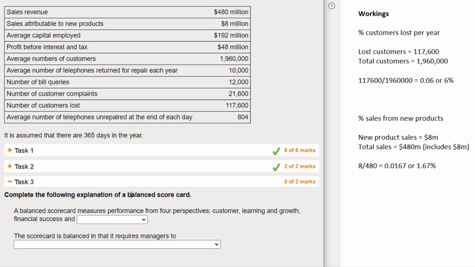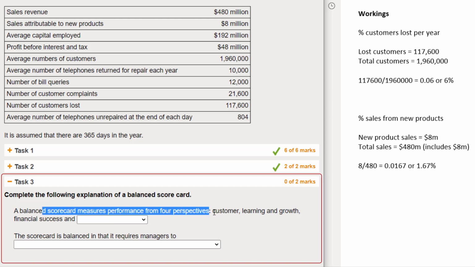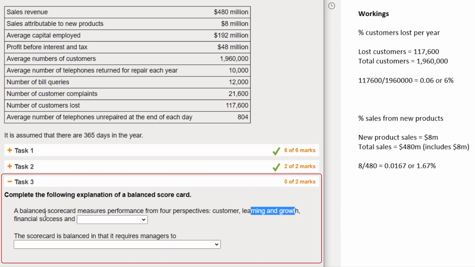The last task is all about the balanced scorecard. The question is, the balanced scorecard measures performance from 4 perspectives: customer, learning and growth, financial success, and one other. What is that other one? Well, the idea of the balanced scorecard is it gives you a range of perspectives, doesn't it? So customer's definitely there. Learning and growth is also known as innovation. You might remember that. Financial success is my traditional financial metrics. And the other one is called internal or efficiency.